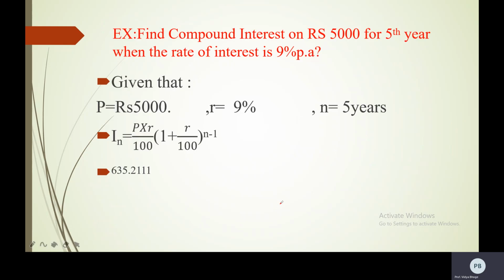Now go to the example on compound interest. Find the compound interest on rupees 5,000 for the fifth year when the rate of interest is 9% per annum. Then we know the formula for nth year. What is the formula for nth year? P into R upon 100 multiplied by 1 plus R upon 100 raised to n minus 1. Here P is rupees 5,000, R is 9%, n is 5 years. By putting all these values in the formula, we get the answer 635.211 rupees.